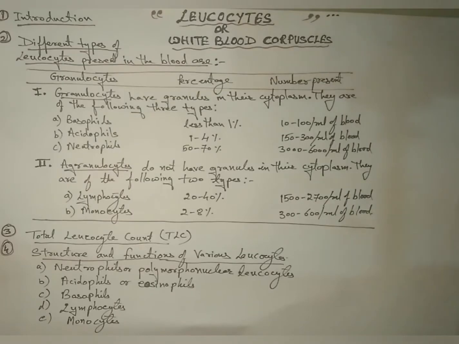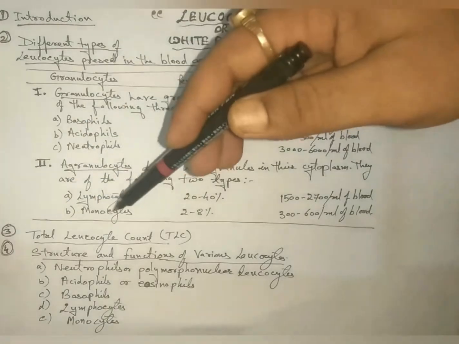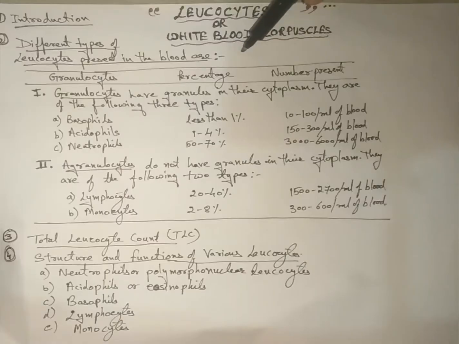Today, we will discuss leukocytes or white blood corpuscles. In this, we will discuss the introduction, different types of leukocytes present in the blood, granulocytes, and total leukocyte count, and the structure and function of various leukocytes.